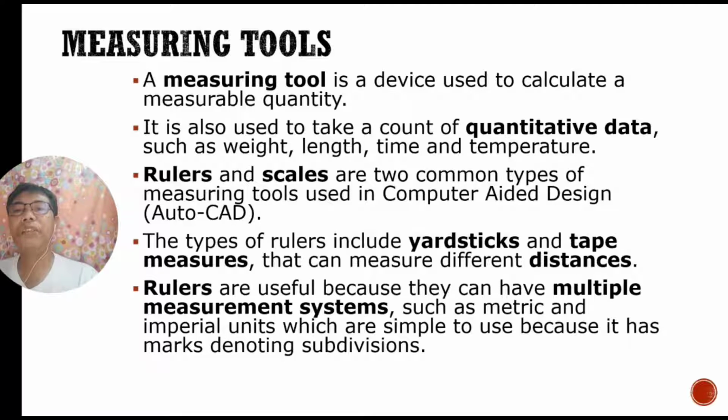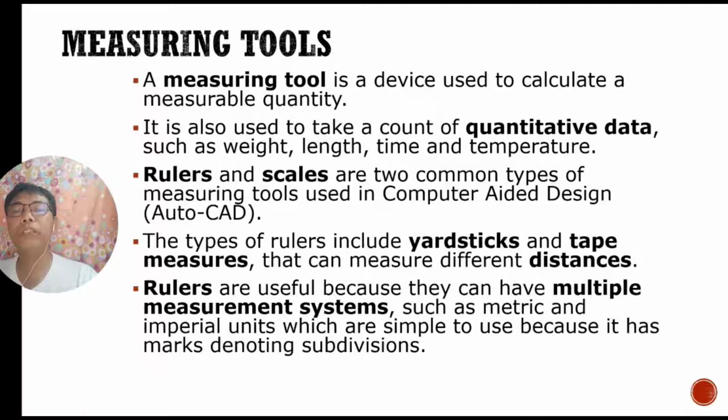Rulers are useful because they can have multiple measurements such as metric and imperial units, which are simple to use because they have marks denoting subdivision. You have noticed on the ruler we have two edges. One is for the metric and the other one is for the imperial. Imperial means the measurement is in terms of inches and feet.